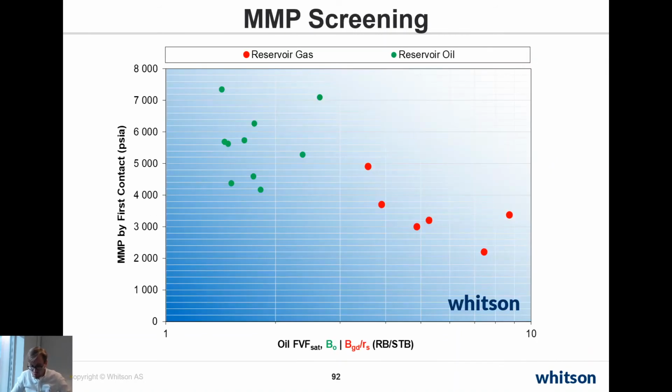And what you can do, at least if you'd like to do a rigorous screening of all the wells in your basin, for instance. Let's say you would like to do a very thorough gas EOR screening of what's important. In general, the plot you should make is something like what we see on the plot in front of us. So it's essentially plotting MMP by first contact, which the lower the better.